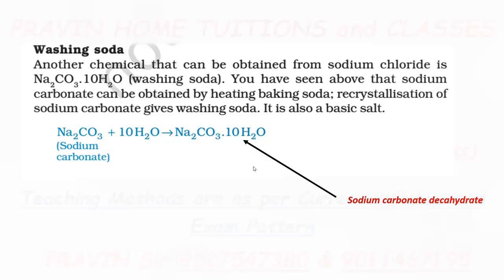Now washing soda. Another chemical that can be obtained from sodium chloride is Na2CO3 10H2O, washing soda. We have seen above that sodium carbonate can be obtained by heating baking soda. Recrystallization of sodium carbonate gives washing soda. It is also a basic salt.